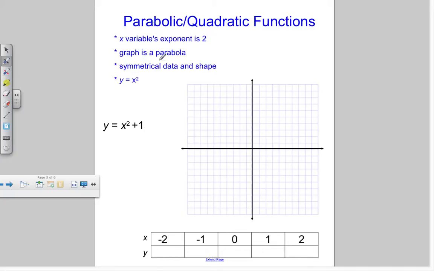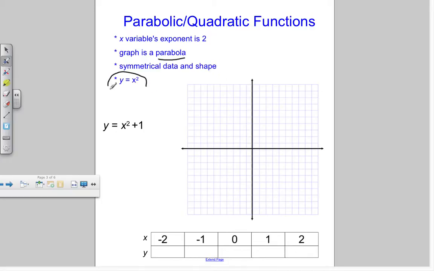The graph is what we call a parabola. It's different than parabolic. The way the syllables go are different, but this is called a parabola. And yes, it looks like you want to call it a parabola, but that's not right. Parabola. Okay, I'll show you what that is in a moment. The data that you get when you do your chart is symmetrical data, and the shape is symmetrical. Do you remember what symmetrical means? Well, you will.